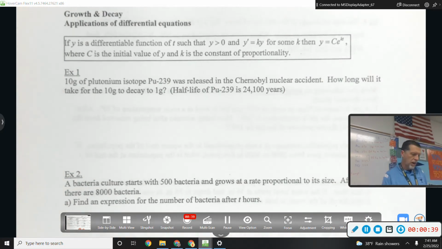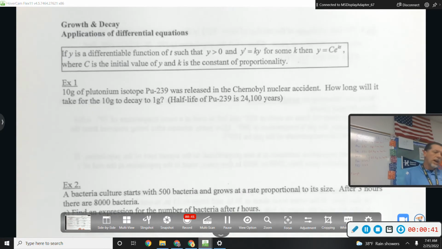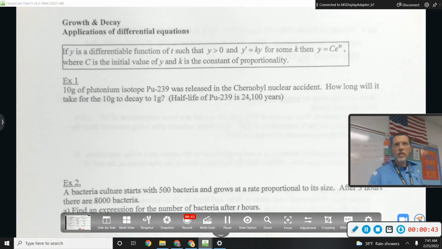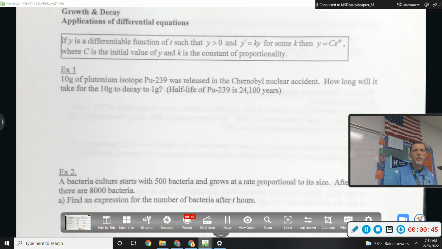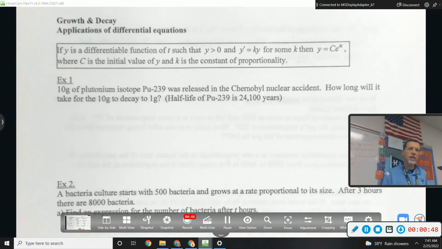With answers on the back. Yes. Answers with work shown are posted. So if you get stuck somewhere, hopefully you can read Miss Morris's handwriting, because I just stole her answer key.